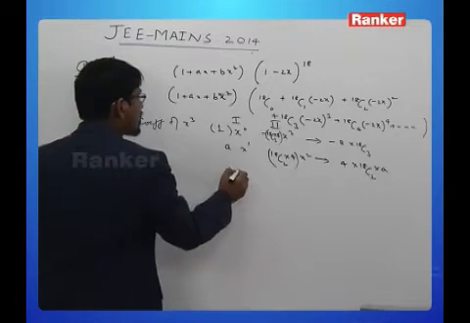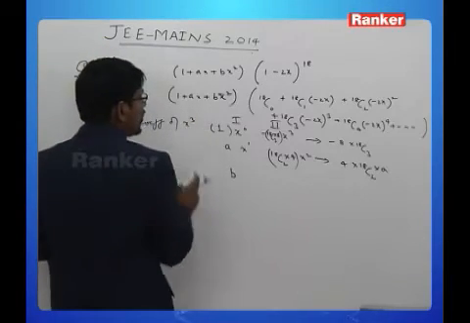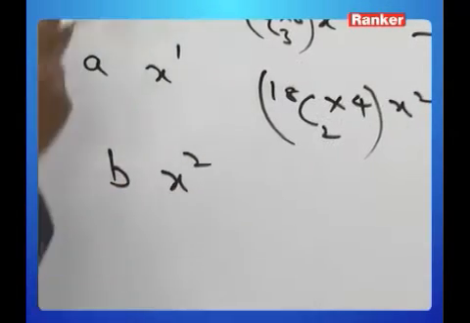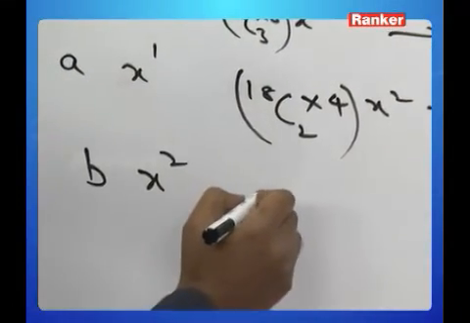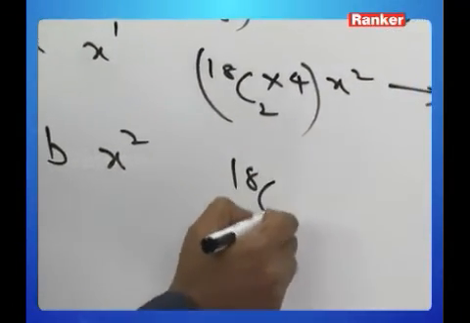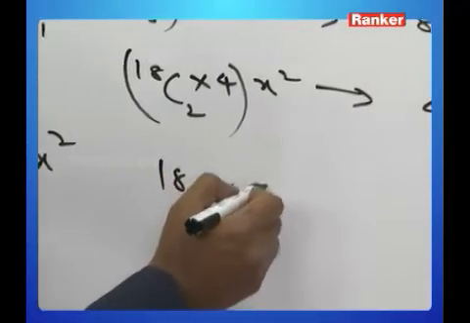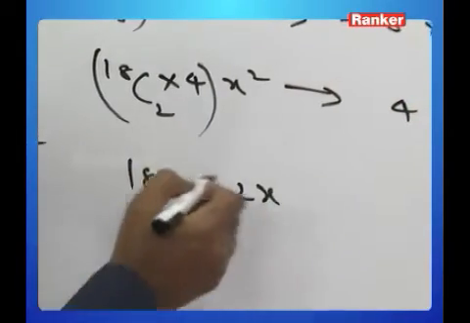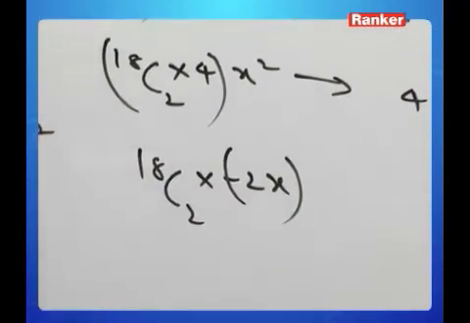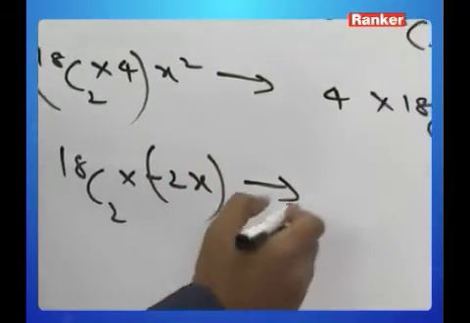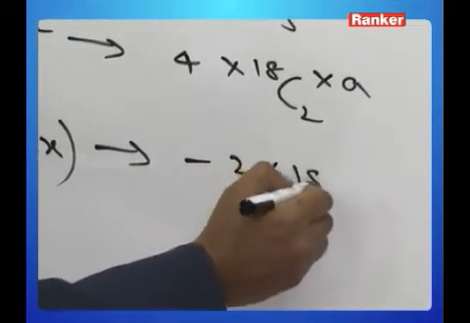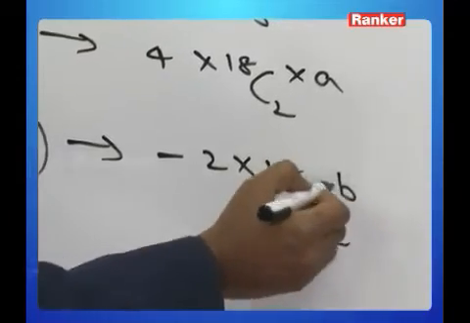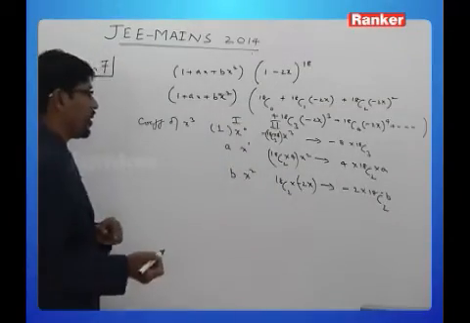Similarly, the coefficient of x cube can also be obtained by taking a bx squared term from here and x term from here. So what do we have here? 18C2 into minus 2 into x here. That is going to give me the x cube term, that is minus of 2 into 18C2 into b.